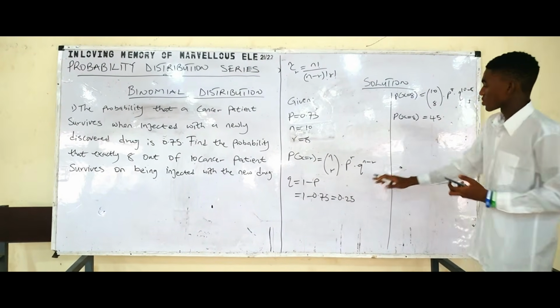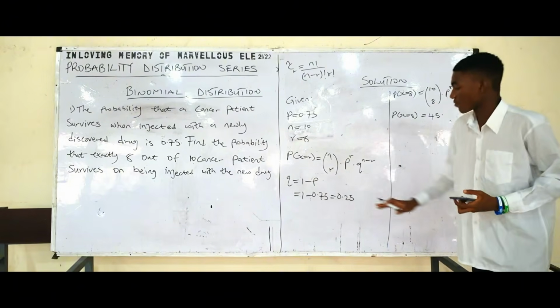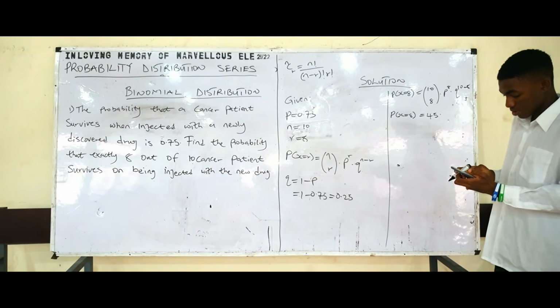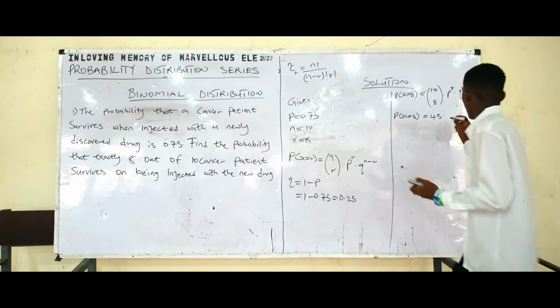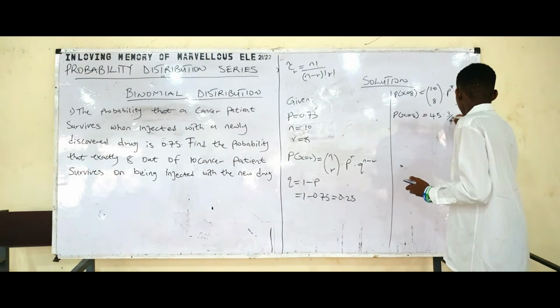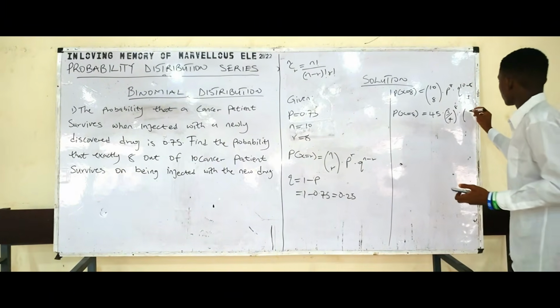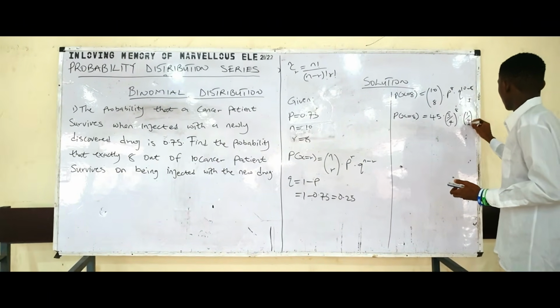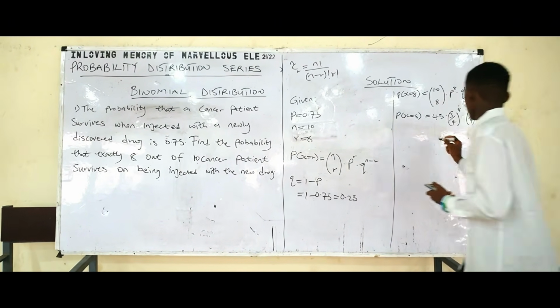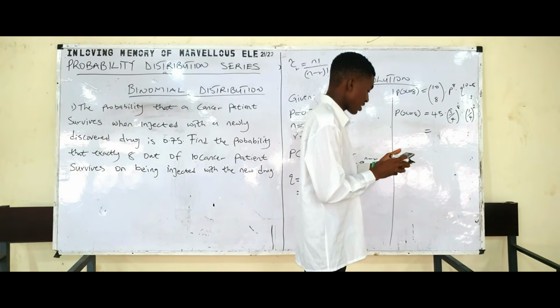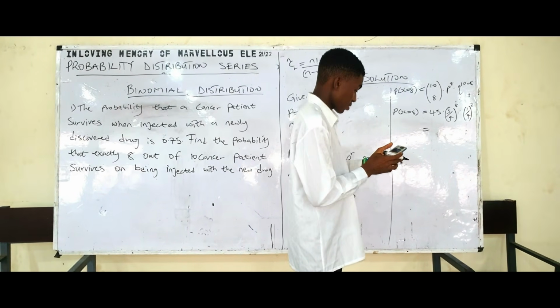45 times p is what? 0.75. Let's do this in fraction. 0.75 in fraction is 3 over 4, to the power 8, times q, which is 1 over 4, to the power 2. Let's punch this in to get what we want.